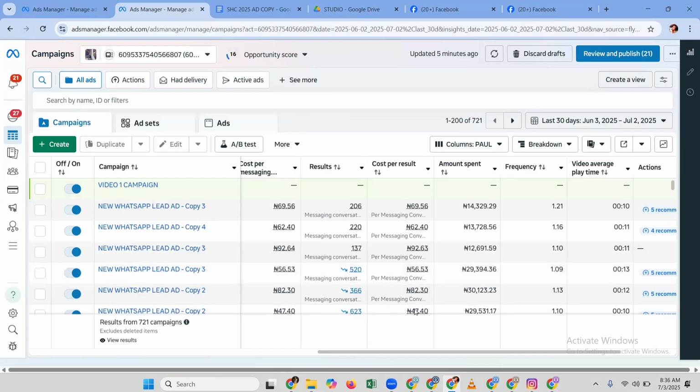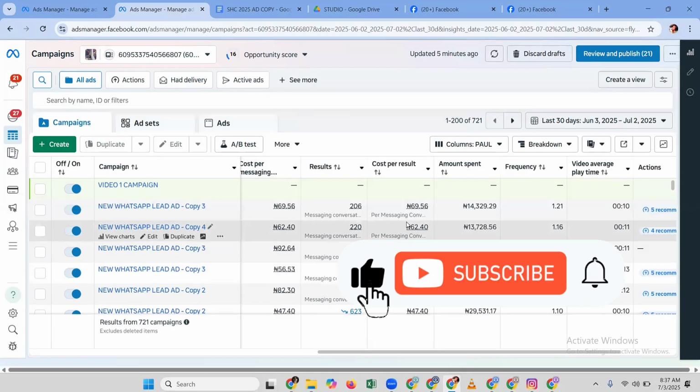So when you look at it this way, you'll be able to really analyze your adverts the right way, and you'll be able to now make an informed decision.